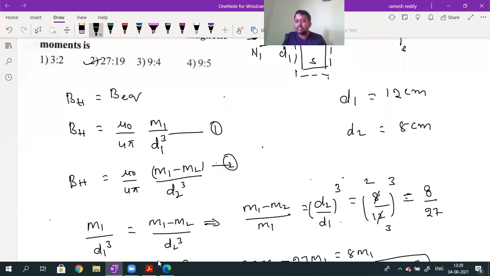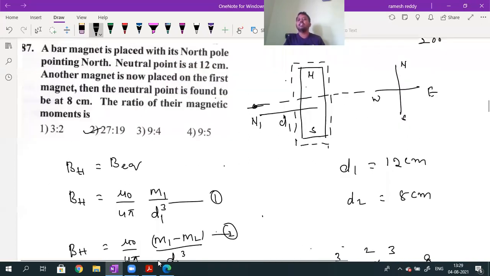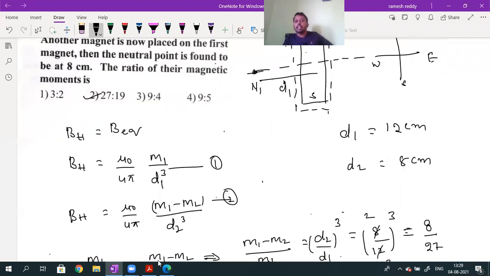Initially, a bar magnet is there. The bar magnet's north pole is placed towards the geographic north. The null point will be located on the axial line or equatorial line, at a distance d1. If I call the first bar magnet's magnetic moment m1, the null point condition gives BH equal to mu naught by 4 pi into m1 divided by d1 cube. Second time, another bar magnet is placed over this. Null point distance will become 8 centimeters.